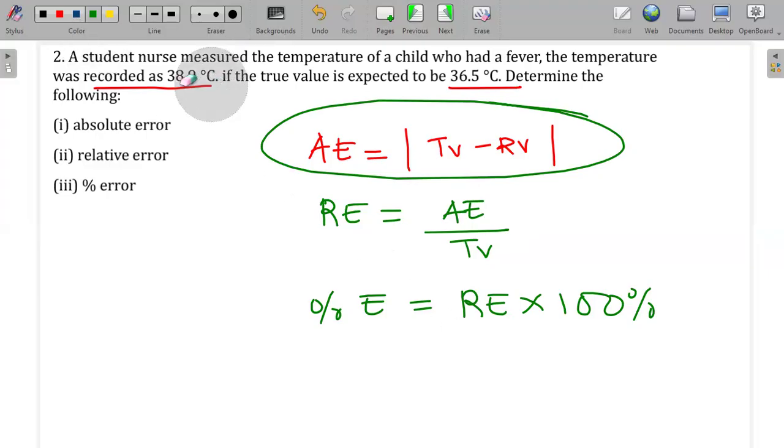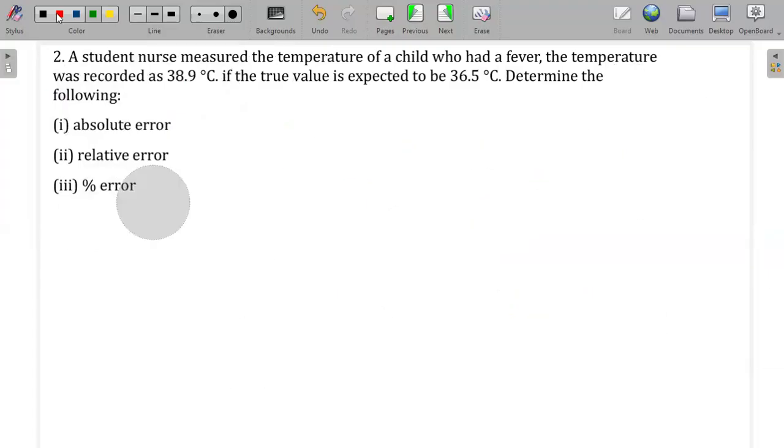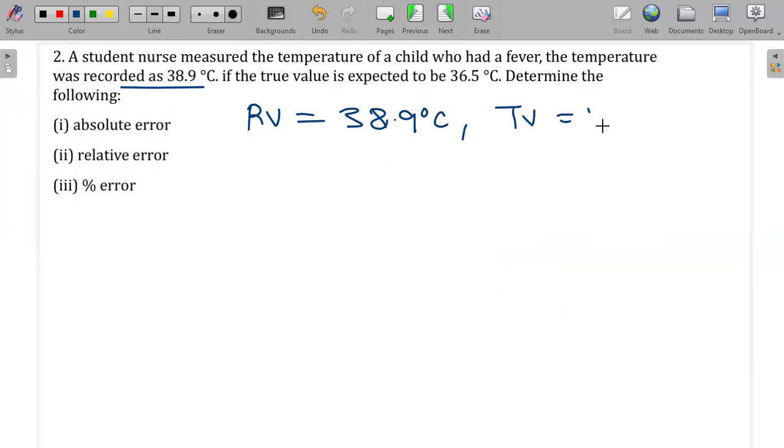Okay, so let's find. What is our measured value? Our recorded value was this. So I'll say recorded value was actually 38.9 degrees Celsius. Okay, what was the true value? The true value was 36.5 degrees Celsius. Okay, this is what we need in order to answer all these questions.